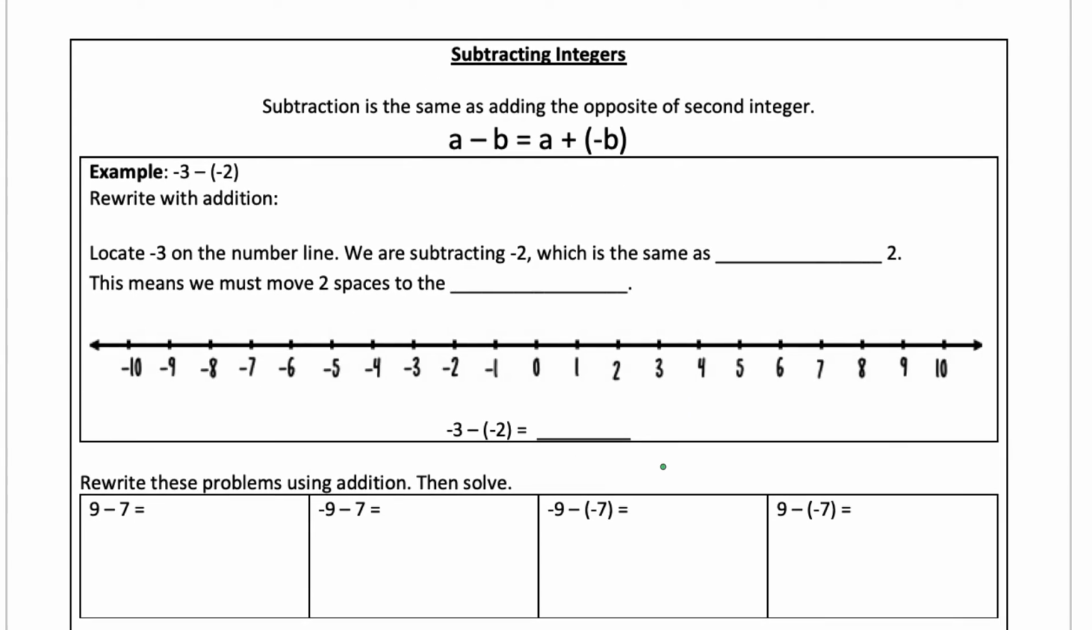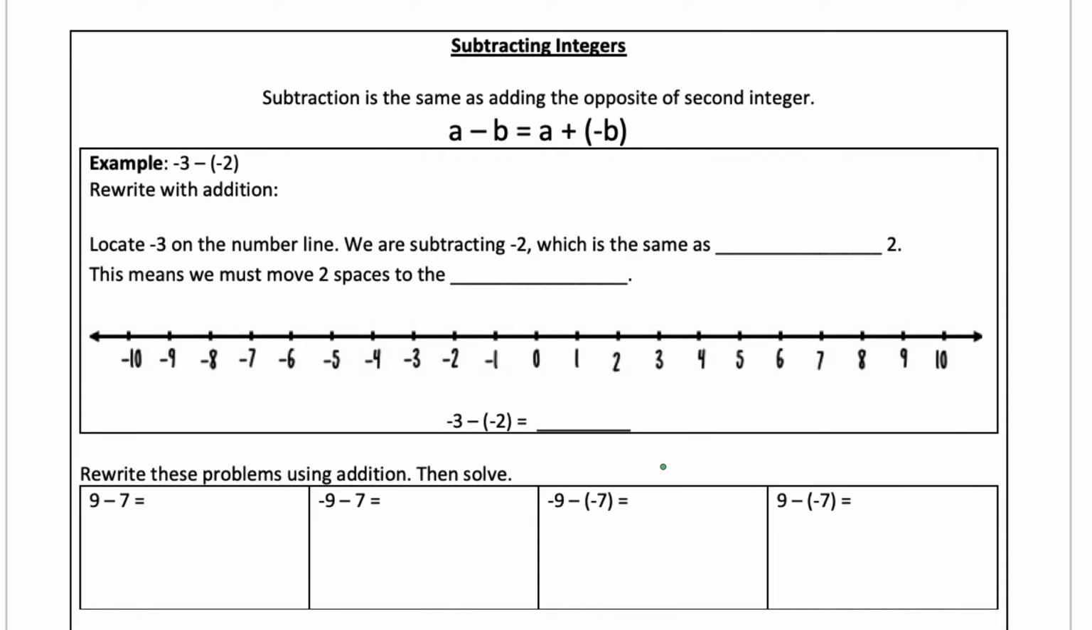When we talk about subtracting integers, subtraction is where it gets a little bit trickier. But if we can master addition, then subtraction can be rewritten as addition, which helps our problems go a little bit smoother. So subtraction would be the same as adding the opposite of the second integer. So in symbols, if I had a number a minus a number b, I could rewrite it as a plus the opposite of b.